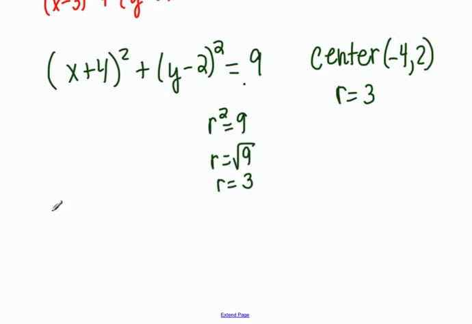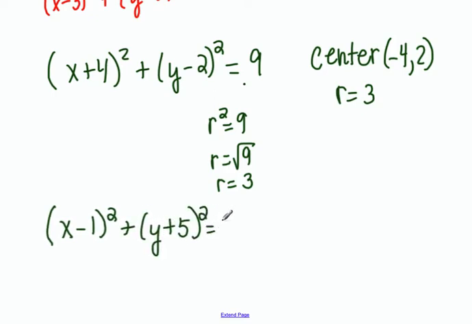Okay, so what's the equation here? (x minus 1) squared plus (y plus 5) squared equals 7. What's your center? Center. 1, negative 5. Who's confused? What's your radius? Square root of 7. You take whatever number's here and take the square root of it. You with me? All right, let's do another one.